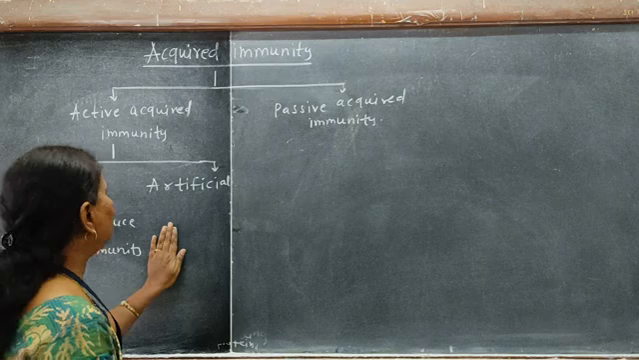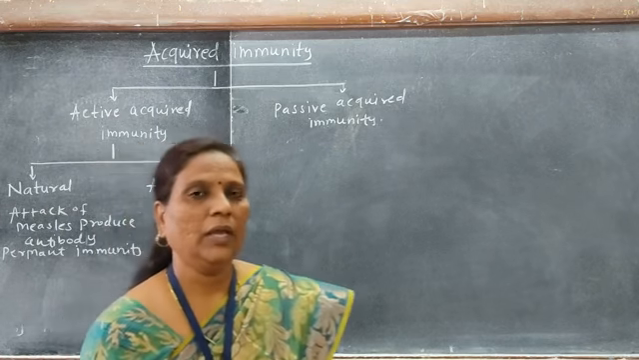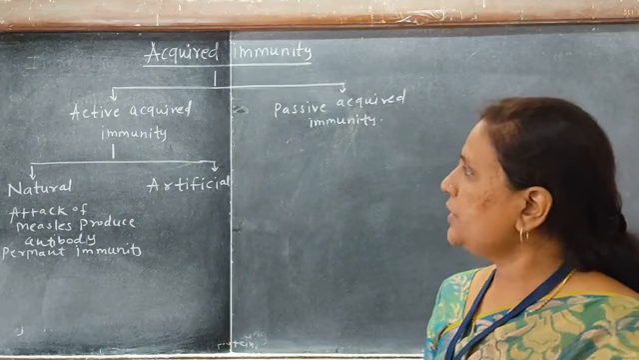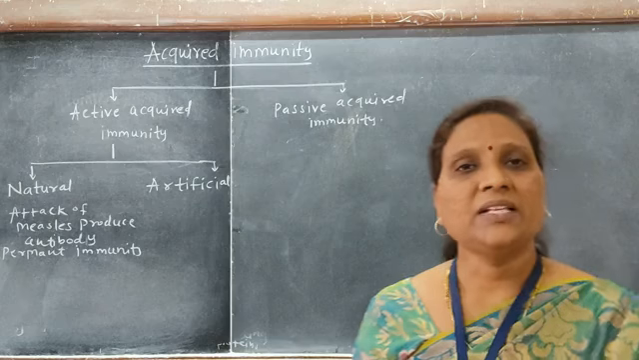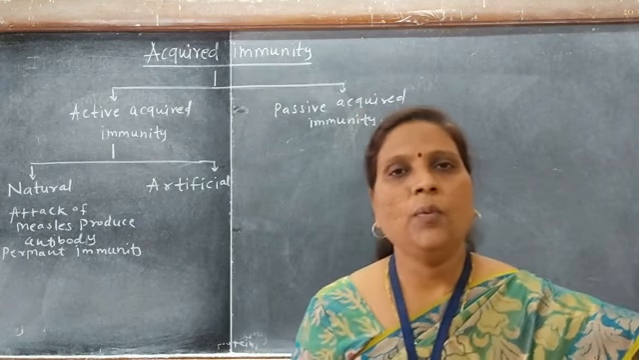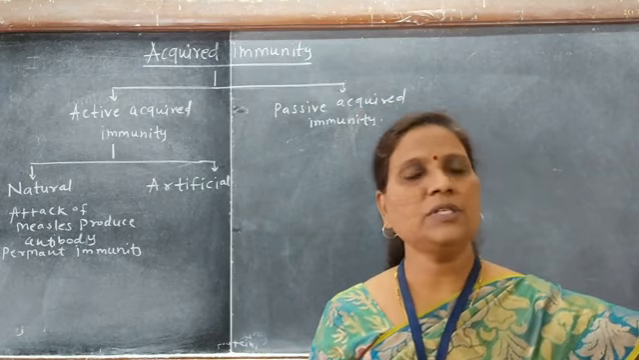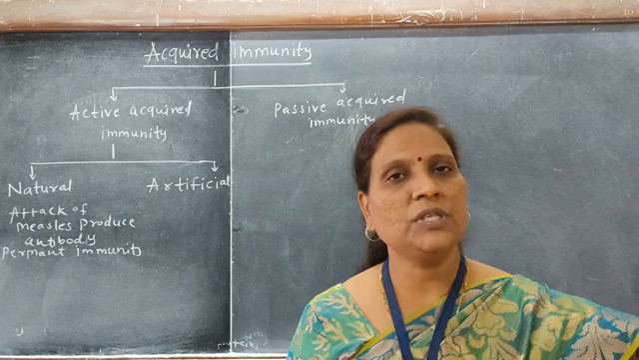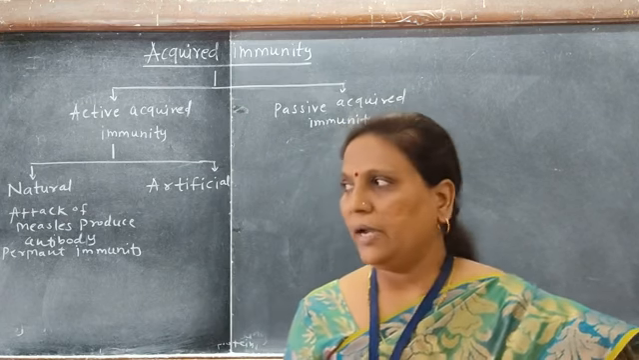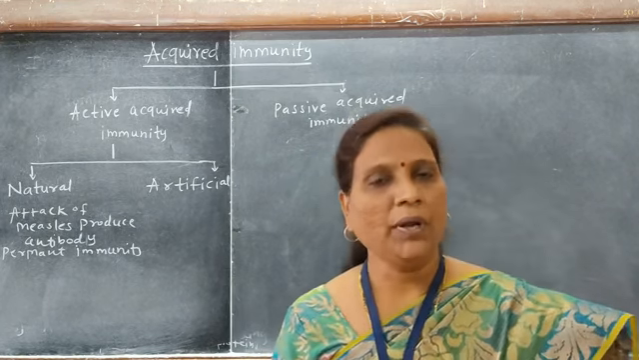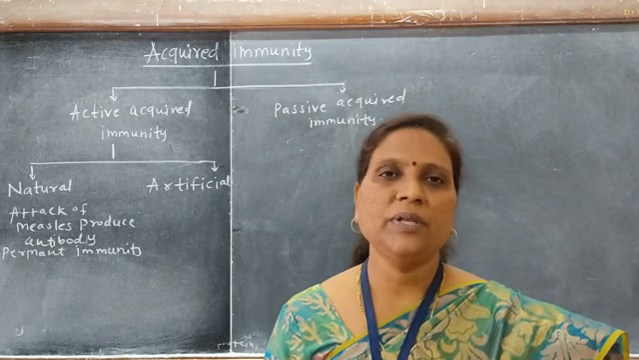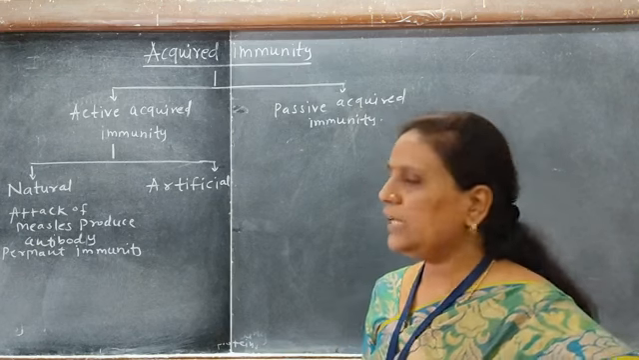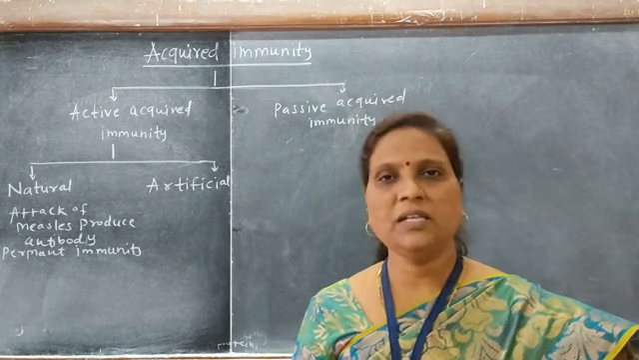Now second type is the artificial immunity. Means what? The immunity which is formed by the vaccination. Means the vaccines induce or stimulate the immune system. Here the antigens are introduced in the body and they produce antibodies against these antigens. So vaccines are mainly the BCG vaccine, polio vaccine.